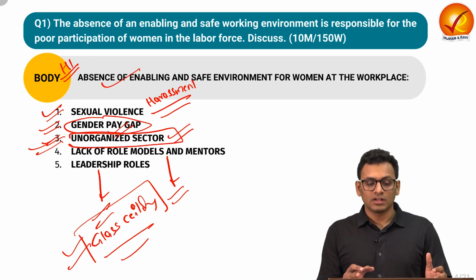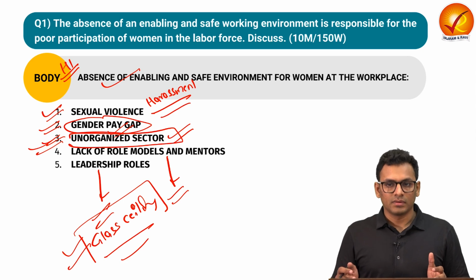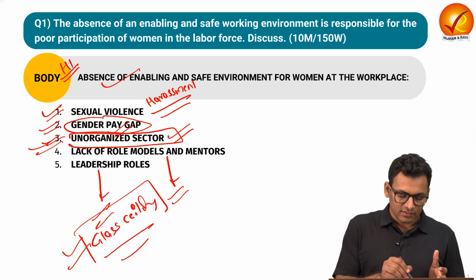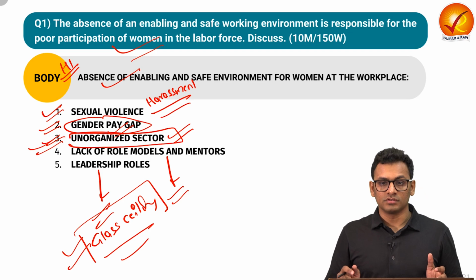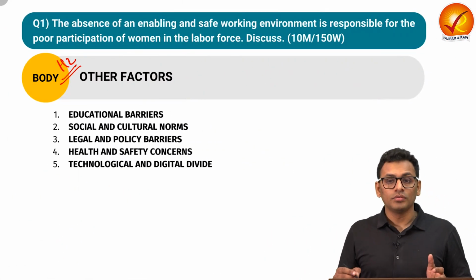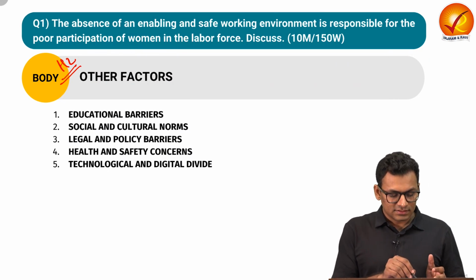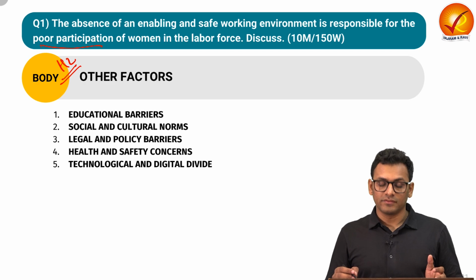So these are the disabling and unsafe working environment conditions because of which women do not participate in the labor force. Now in heading 2, you have the opportunity to talk about other factors as well, which are factors for poor participation of women in the labor force.